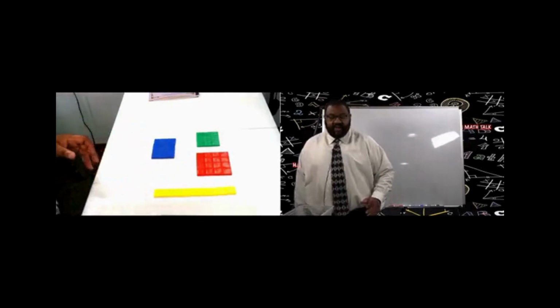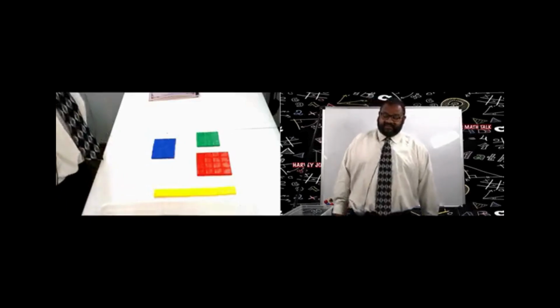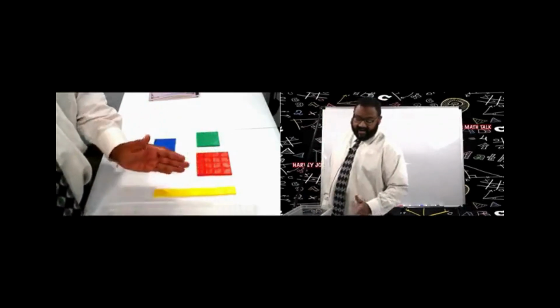Now, this right here is technically called an array. And in this array right here, guess what? This is a 1 by 9. Why? Because I have one row of 9. And because I have that one row of 9, that's still why we call it an area model. Okay? So I'll bring some of this back later on.